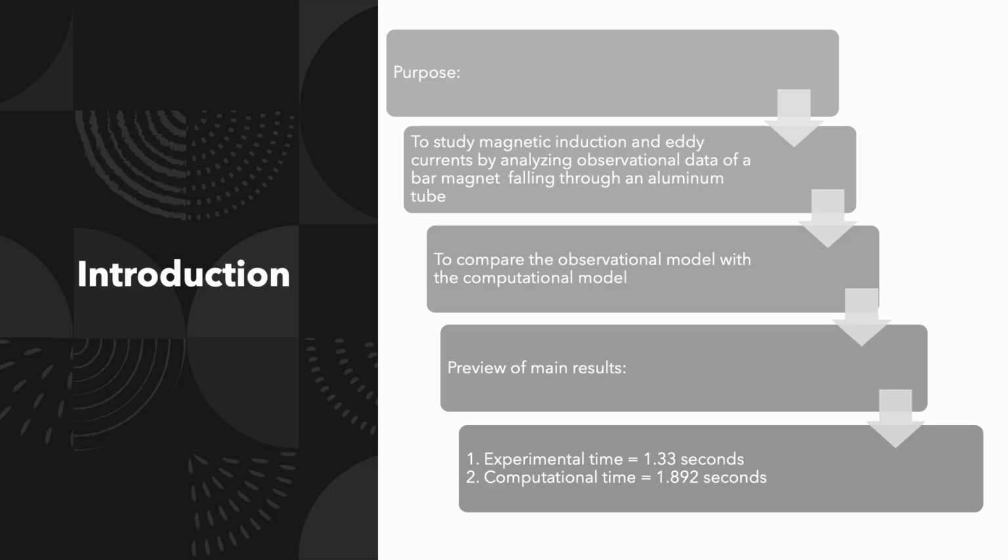The purpose of this lab video is to study magnetic induction and eddy currents by analyzing observational data of a bar magnet falling through an aluminum tube, and to compare the observational model with the computational model in GlowScript. A preview of the main results: the experimental time was found to be 1.33 seconds, and the computational time was predicted to be 1.892 seconds.